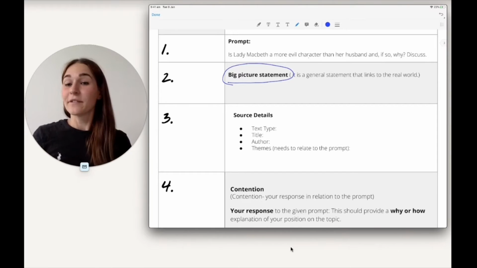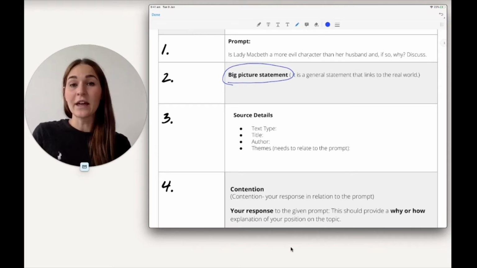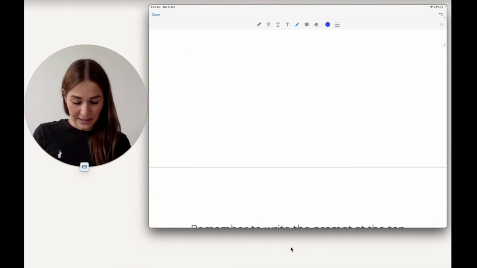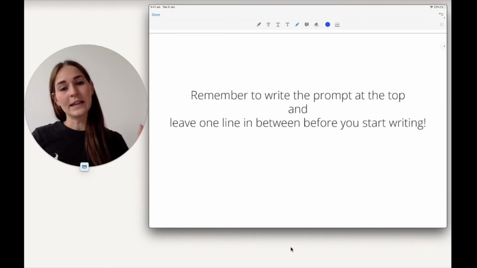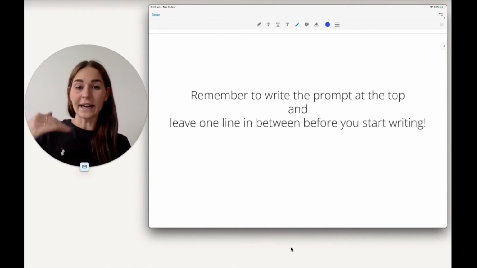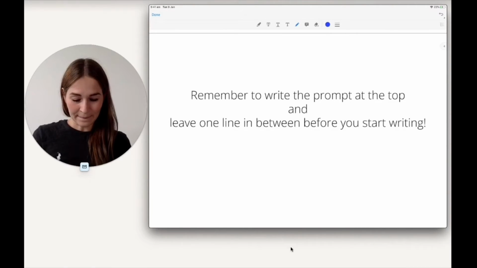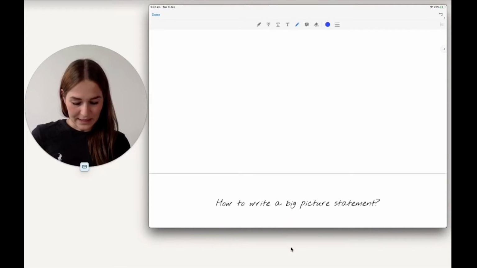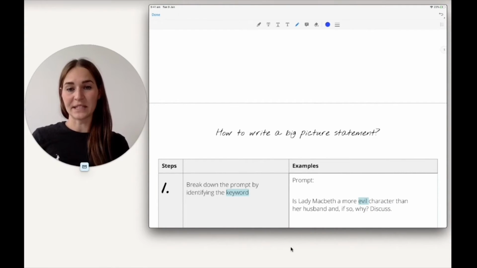Now, the very first thing you do before you do anything else is you're going to copy the prompt into your document or writing book. Okay. Now remember to write the prompt at the top and leave one line in between before you start writing. Okay. But now we're going to focus on how to write a big picture statement.